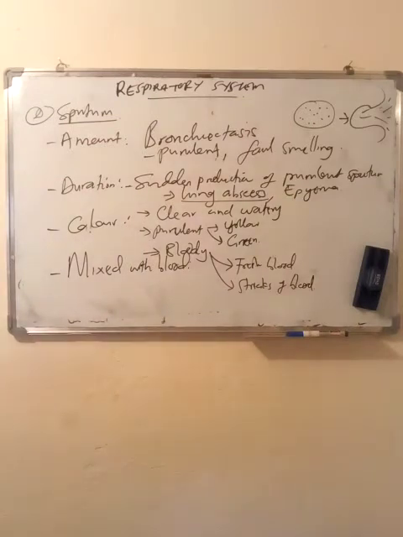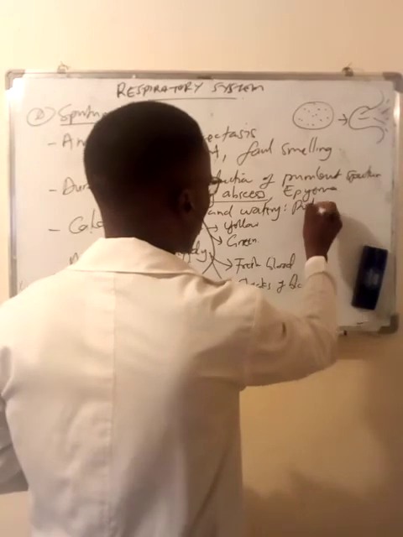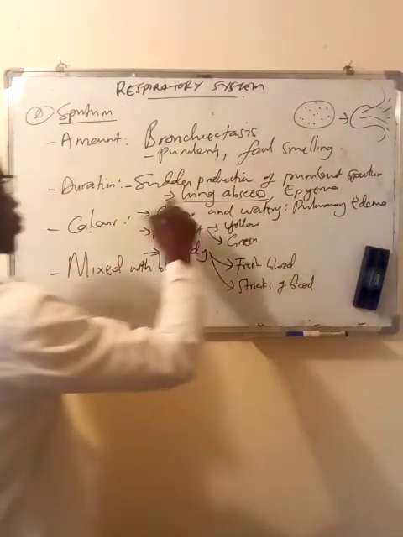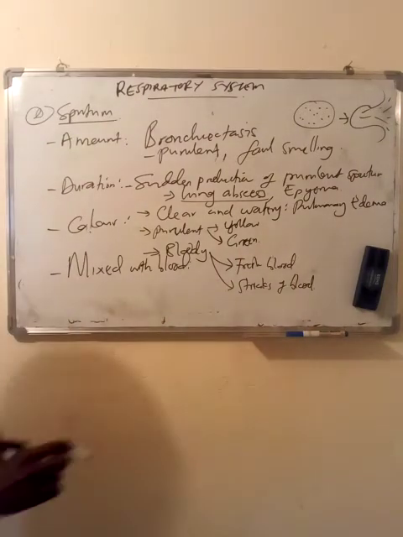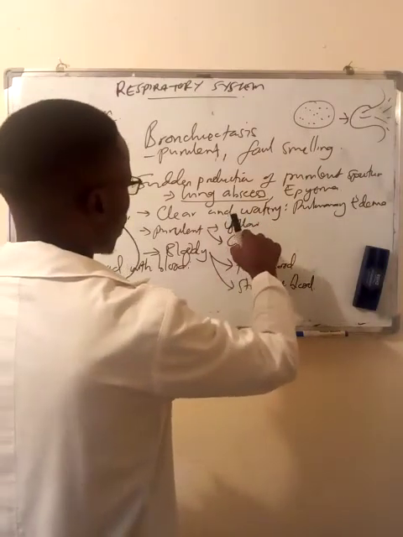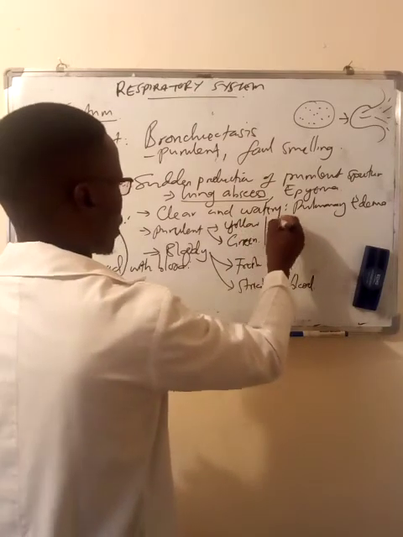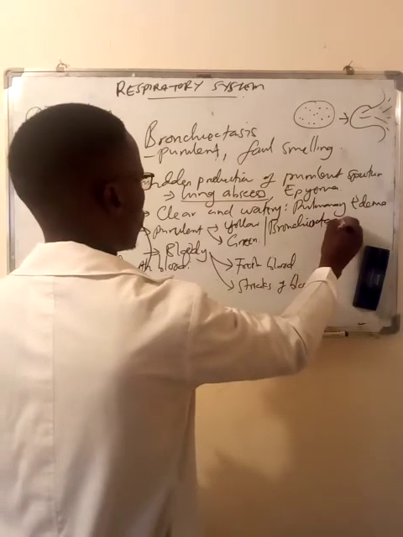Right, so now let's look at a case where the patient is producing watery sputum. You find that in cases of things such as pulmonary edema, it has a tendency of producing what? Clear watery sputum. Then in either case, whether it is yellow or green, as long as it's purulent, most of the time it can be due to bronchiectasis, or it can also be due to bronchitis.